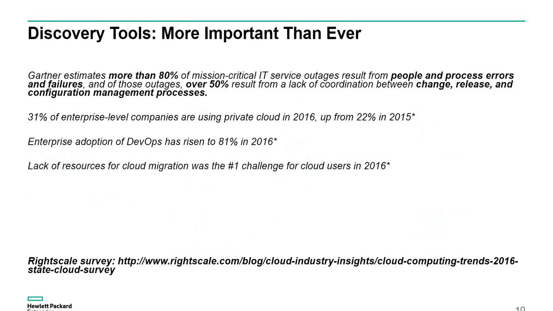Further, the amount of private enterprises at the enterprise level using private cloud grew 9% in 2015. DevOps also continues to grow. And what I found astounding was the lack of resources for cloud migration was the number one challenge for cloud users in 2016, being able to map your IT landscapes before you migrate to the cloud. This also is an issue squarely involving your CMDB and discovery tool.